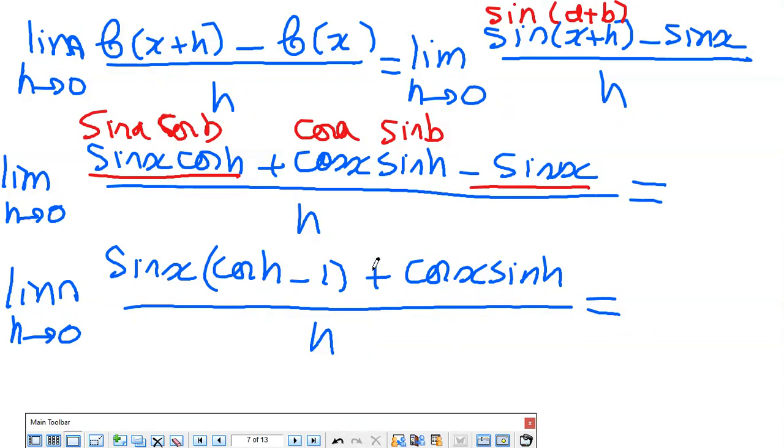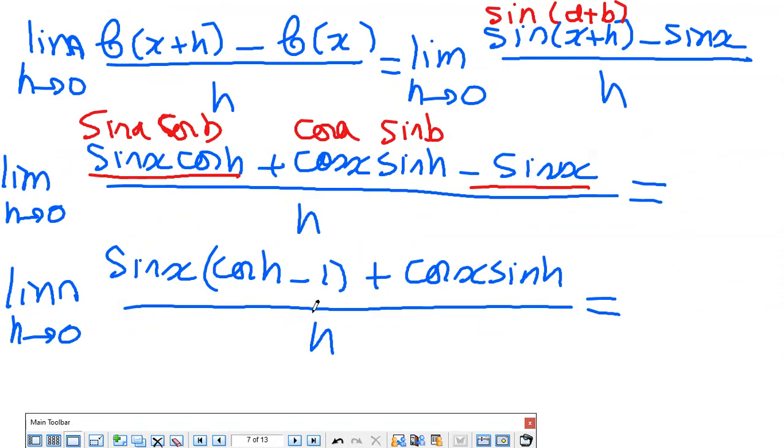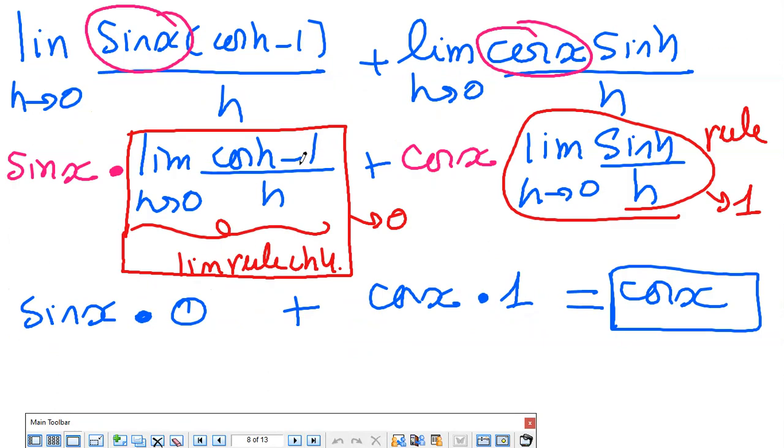Now I have a sum, be careful, it's the limit of a sum. So when I have a limit of a sum, it's a sum of the limits too. So I can separate them. It means I can do the limit of sine x times cosine h minus 1 over h, plus the limit of cosine x sine h, when h tends to 0. Now, for the first one, sine x is not related to h, it's a constant, because it doesn't change when h tends to 0. What is related to h is cosine h minus 1 over h.